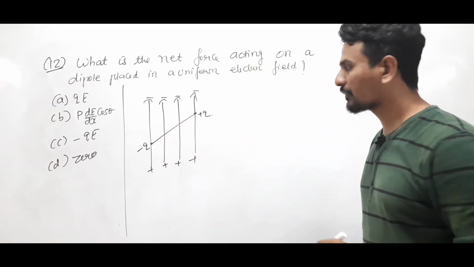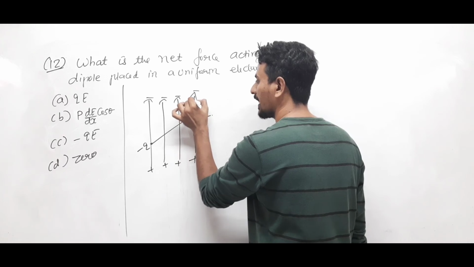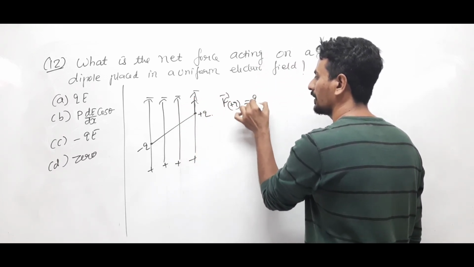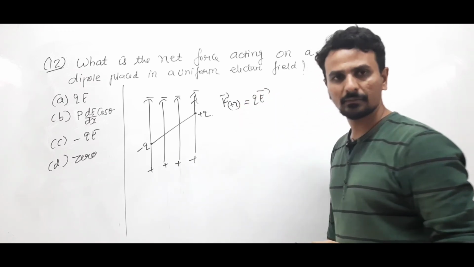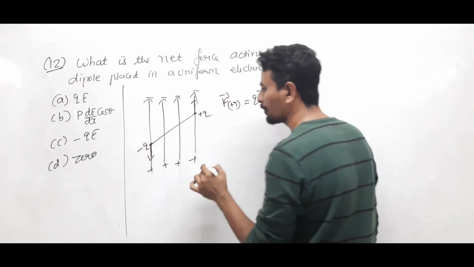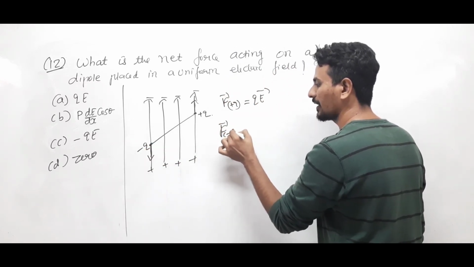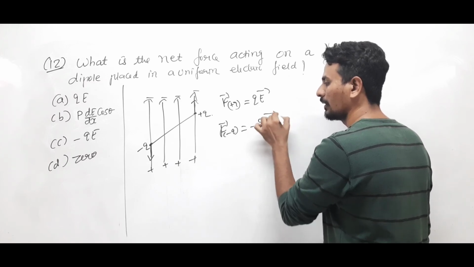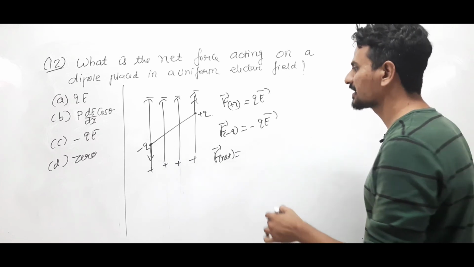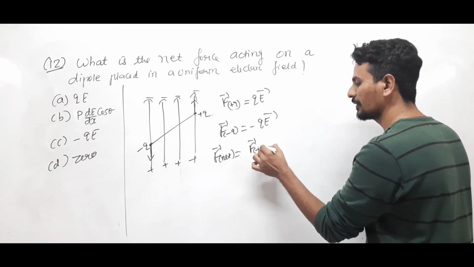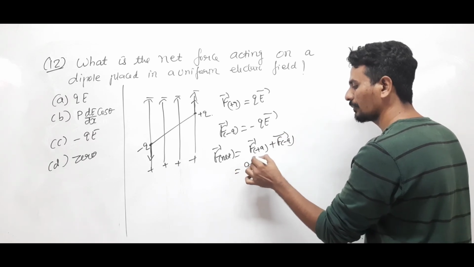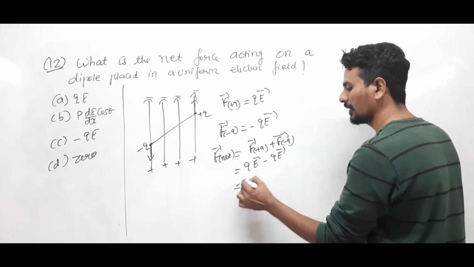Fine. So positive charge will experience a force in the direction of electric field, right? So force on positive charge will be Q into E, right? Okay, force on negative charge, it will experience a force in a direction opposite. So force on negative charge will be minus Q into E. So net force on a dipole will be the sum of the force acting on positive and negative charges, plus Q plus minus Q, that is QE minus QE, that is 0.